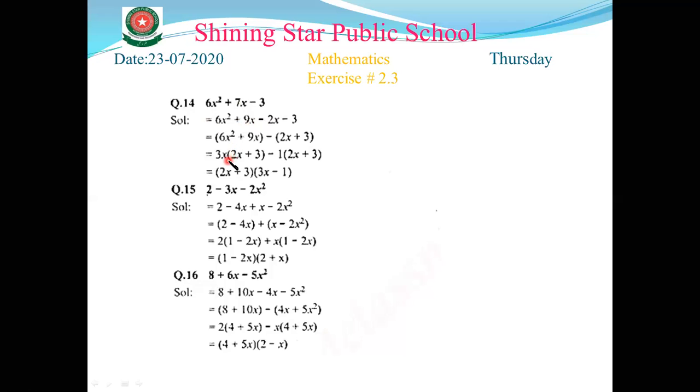Now first two terms, we take the common 3x and we get 2x plus 3. And from next terms, we only take minus 1 because we have minus 2x minus 3. But here we have 2x plus 3. Only the difference is sign. So when we take the common minus 1, signs will be changed. So when signs will be changed, brackets will be same. Now 2x plus 3, 2x plus 3. Now take the common 2x plus 3. So when we take the common 2x plus 3, it becomes 3x minus 1. 2x plus 3 multiply 3x minus 1 is your required answer of the question number 14.